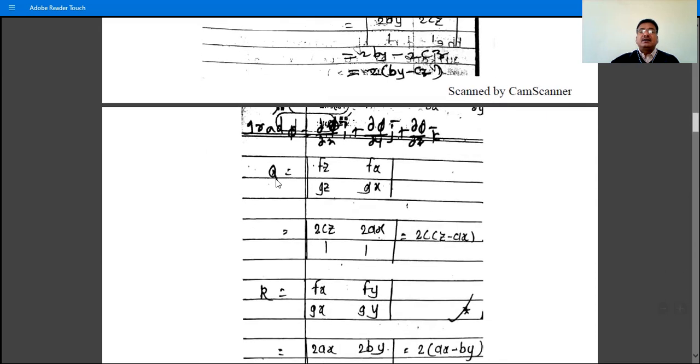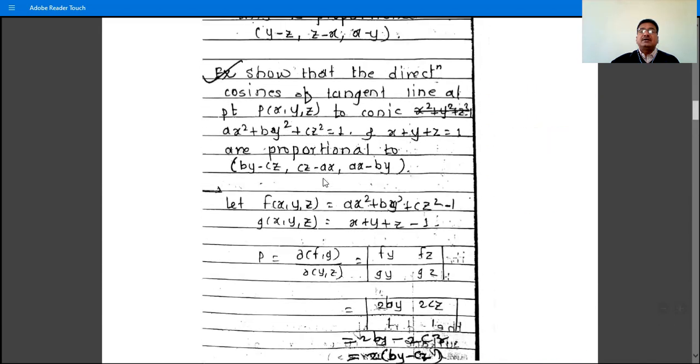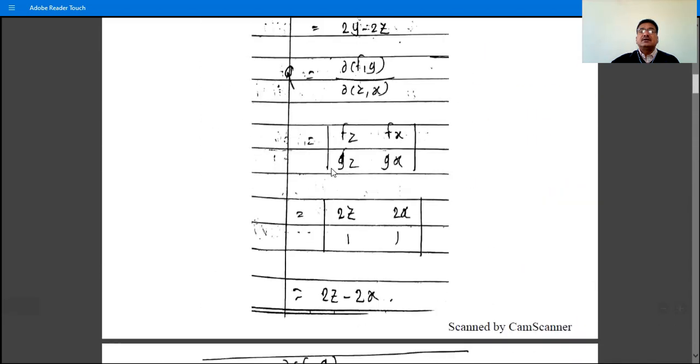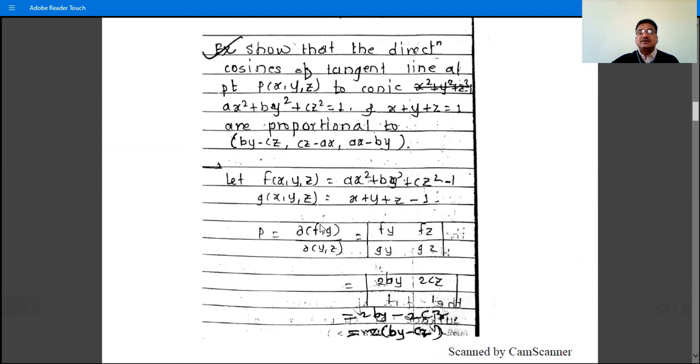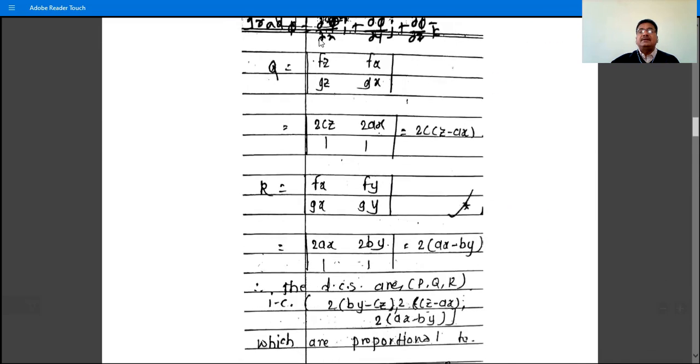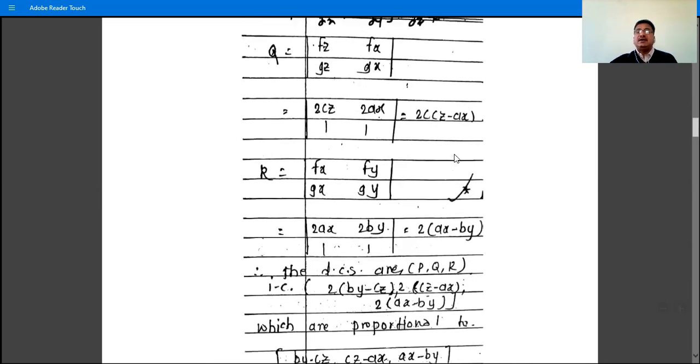Similarly, find Q. Capital Q is this determinant: fz fx, gz gx. Again fz is 2cz, fx is 2ax, and gz and gx both are 1, and then we have the answer 2cz minus 2ax. Take 2 as common: cz minus ax.